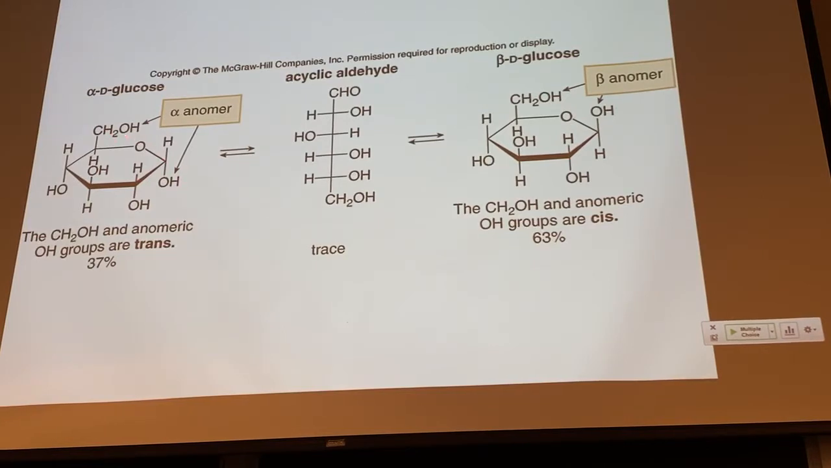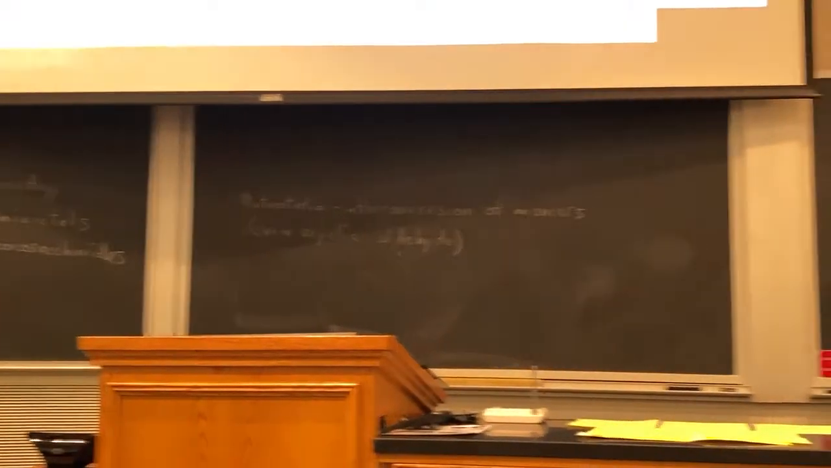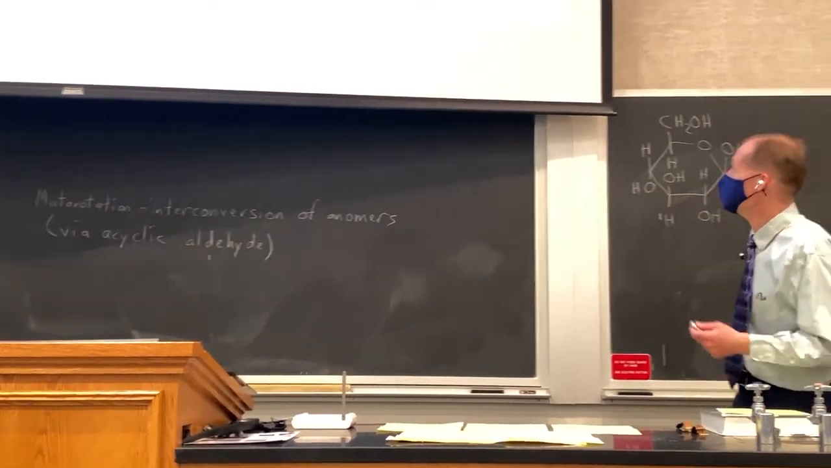But you can take your anomer here. You can protonate this oxygen. Then you can cleave this carbon-oxygen bond and then deprotonate that oxygen. Those three steps will get you back from the cyclic hemiacetal to the acyclic aldehyde form. So that's a reversible process. And then when you reform the cyclic hemiacetal, you could reform either the alpha or the beta anomer. Okay? So this process of converting one anomer to the other via the acyclic aldehyde is known as mutarotation. Okay, interconversion of anomers is called mutarotation. Okay, so that's just a vocabulary word we need to learn.